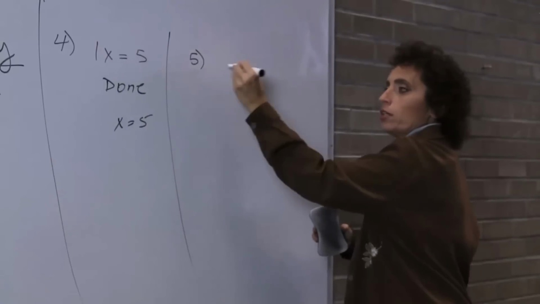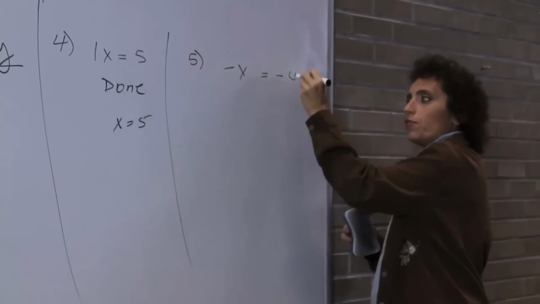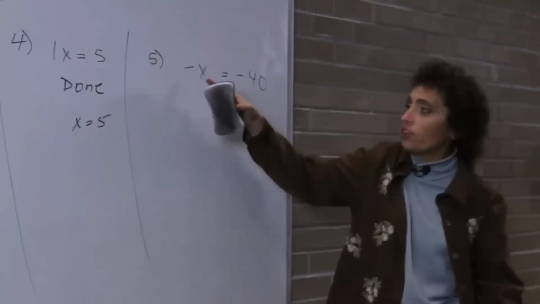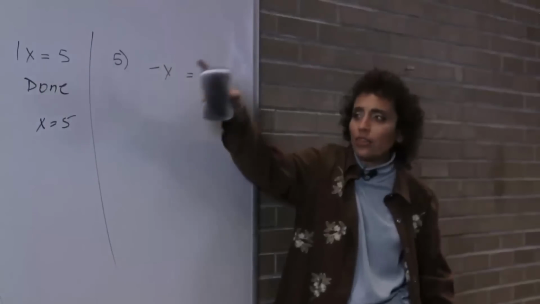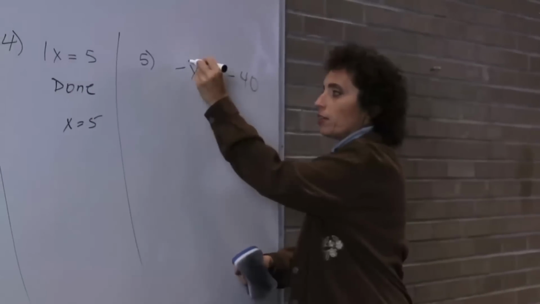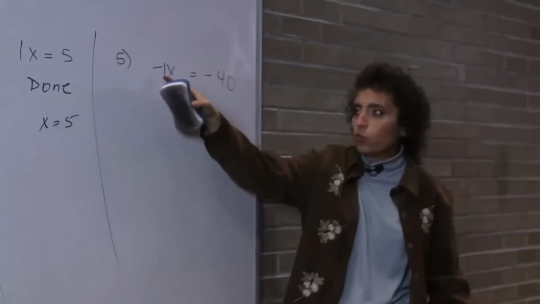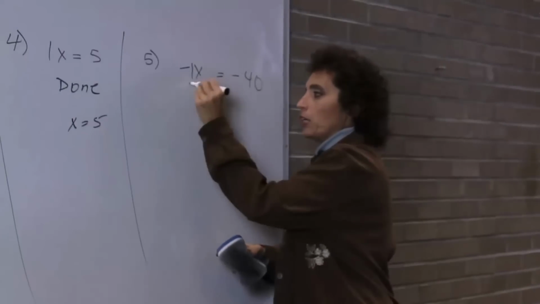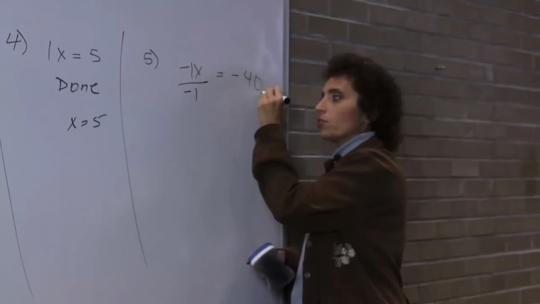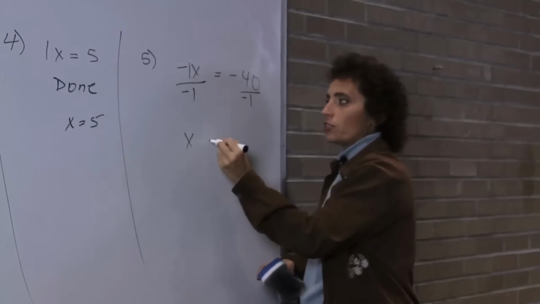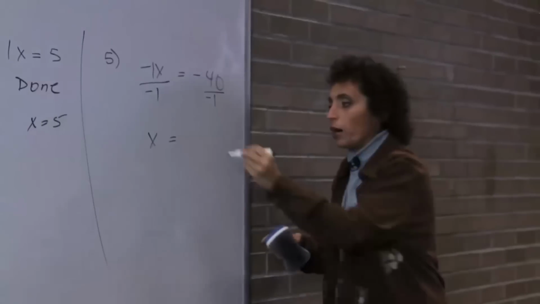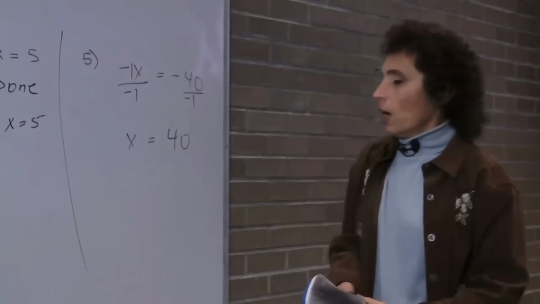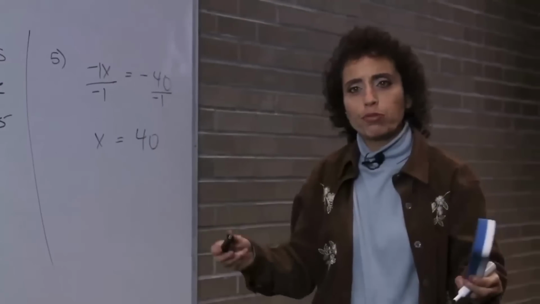Number 5, last one. Negative x equals negative 40. I'm not done here because this was a positive 1. This is not a positive 1. This is a negative 1. I'm going to put that in there. The negative 1 is attached to the x by multiplication. I'm going to divide, because it's the opposite of multiplication, by exactly what's attached to the x. x equals, signs are the same, so it's positive. We get 40. Okay. All right, time to do some big problems.